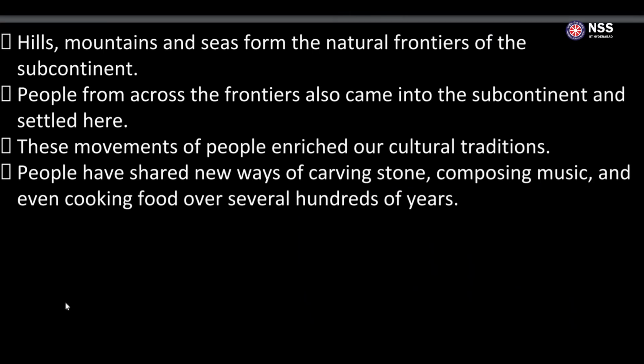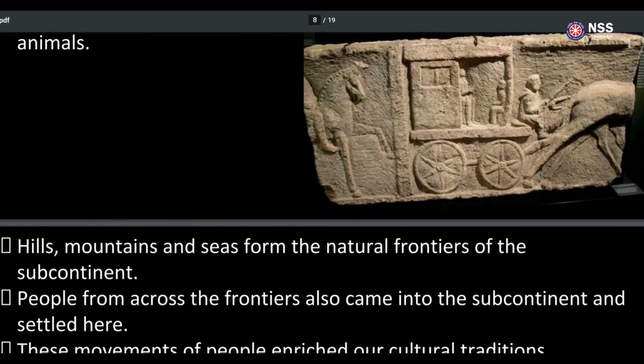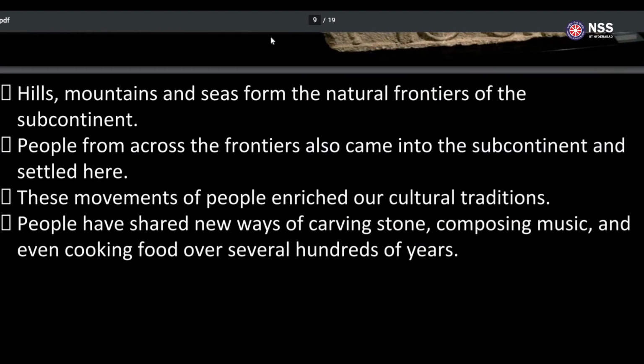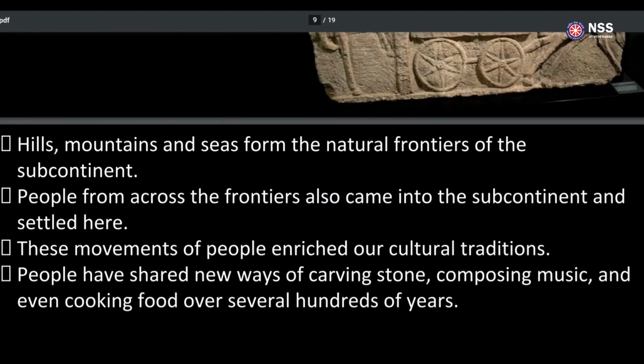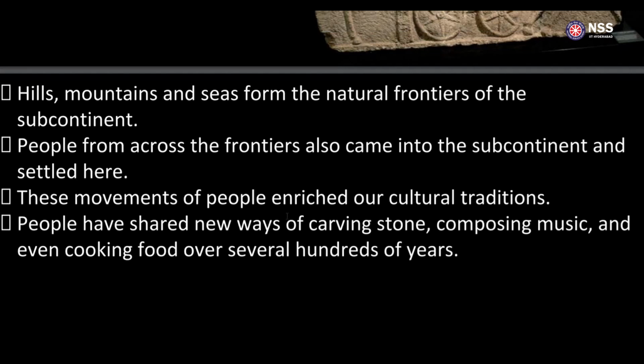Hills, mountains and seas were the natural frontiers of the subcontinent, and people from across the frontiers also came into the subcontinent and settled here. So those were the difficulties. Moving on to the other points, these are in no way related to the above ones. Above you saw all the difficulties faced by the travelers, and here is another set of points: hills, mountains and seas were the natural frontiers of the subcontinent, and people across these frontiers came into the subcontinent and used to settle here.